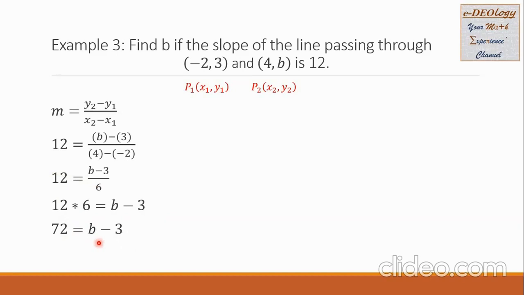Let us isolate the b. We are going to add positive 3 to both sides of the equation so that the negative 3 here will be cancelled. On the left side will be 72 plus 3 equals 75, and this is equal to b. And from here, we can just interchange the position, b goes to the left side, 75 on the right side. So the value of b equals 75. This is our final answer.